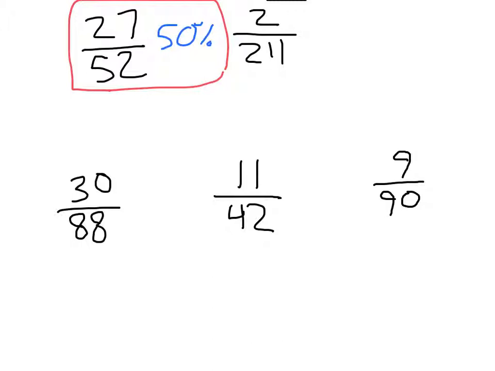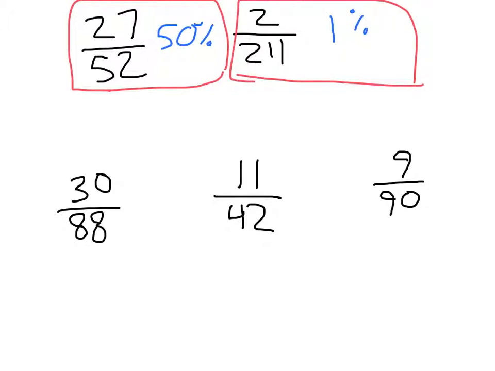What about the next one? 2 over 211. So 2 would be approximately 1/100th of 200. My denominator is close to 200, so the closest percent here would be 1%. Remember, 1% is 1/100th of something. So that's why 1% works for this. If it was 2 over 200, it would be exactly 1%. It's not. This is just an estimate. So that's my estimate for 2 over 211.